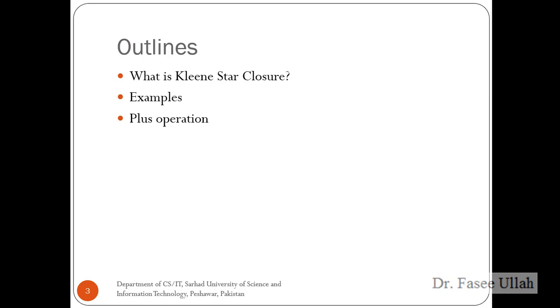In today's agenda of the class, we have what is Kleene star closure. Then we have some basic examples of how we can implement the Kleene star closure. Then we have the plus operation. What is the plus operation and what is the difference between the plus operation and the Kleene star operation or closure?